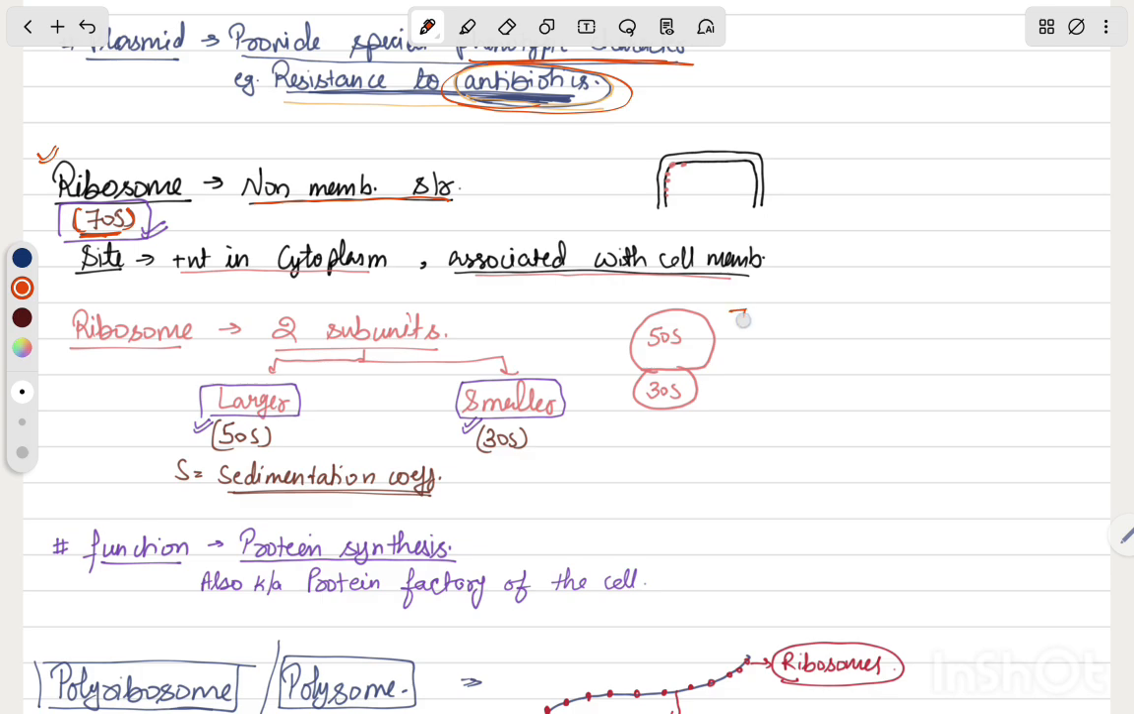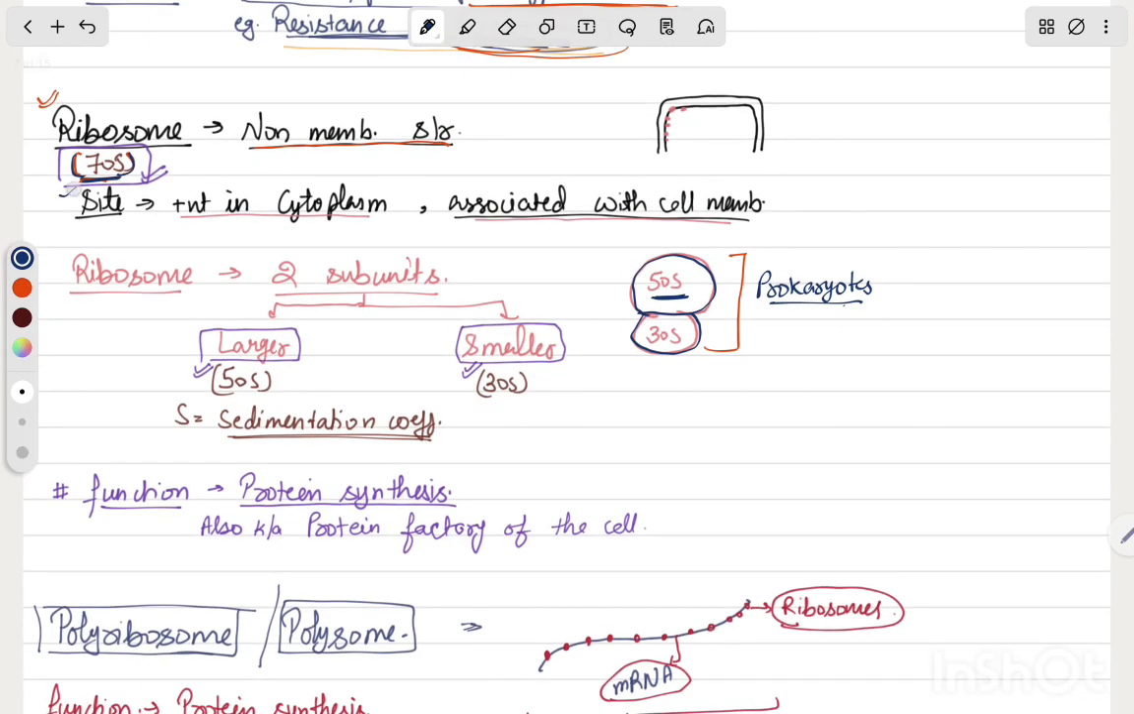Ribosome has this type of structure. This one is the larger subunit and this structure is the smaller subunit. The larger subunit is 50S in prokaryotes and the smaller subunit is 30S. Together, the prokaryotic ribosome is considered a 70S ribosome.